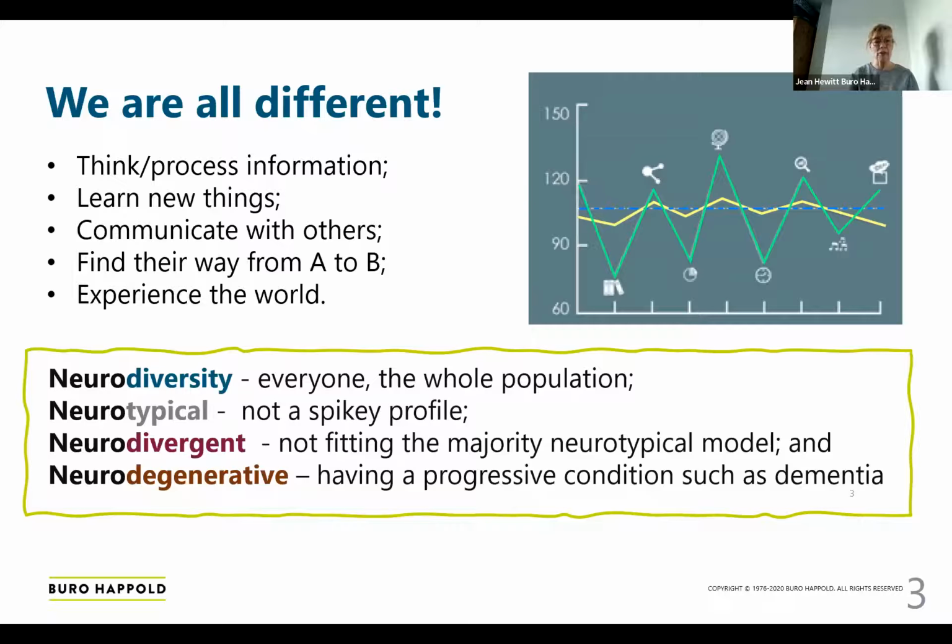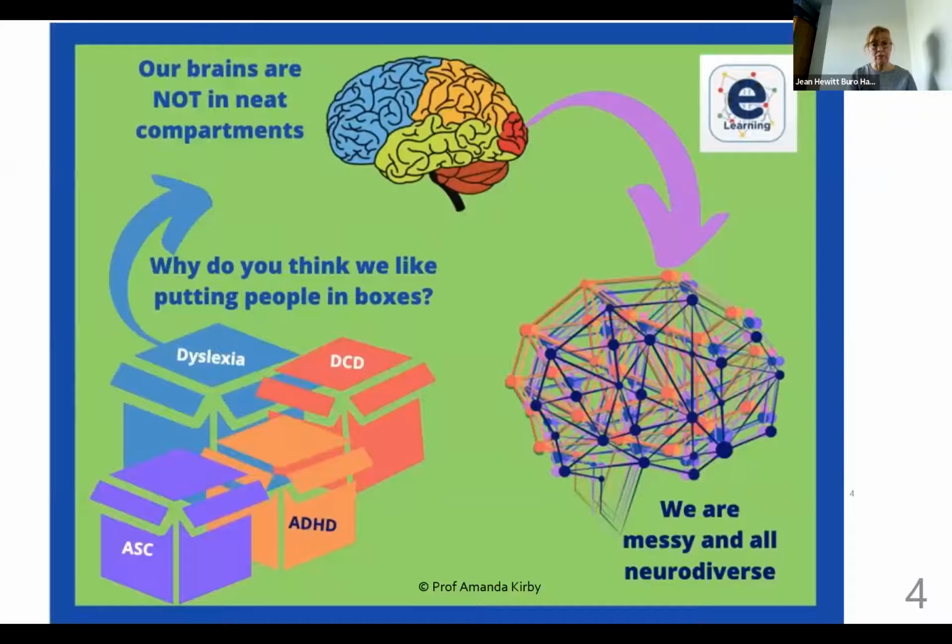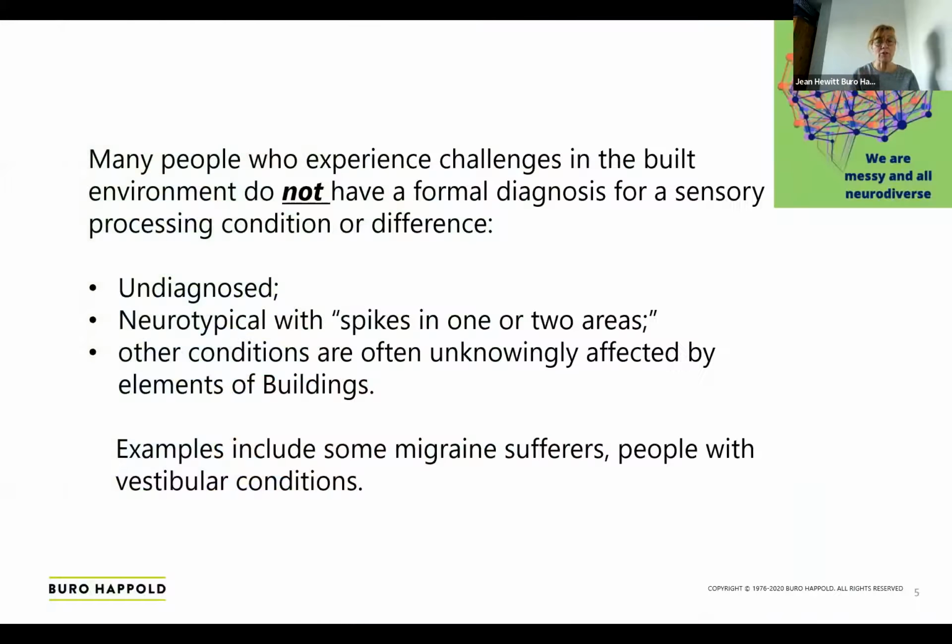Neurodiversity meaning everyone, neurotypical meaning the majority of the population, not a spiky profile, probably about 70% of the population, I would think, and the other 30% will be neurodivergent. And of course, we don't fit in nice, tidy boxes, do we? There are lots of conditions that might come under neurodivergence, which would be dyslexia, DCD, autism, ADHD, dyspraxia, and many, many more. But actually, we're all a little bit messy and mixed up. So it's not quite as straightforward as that.